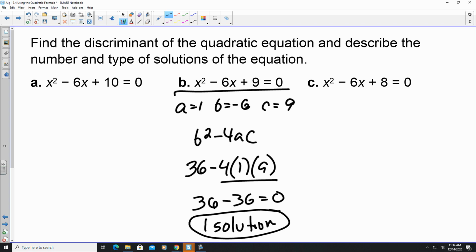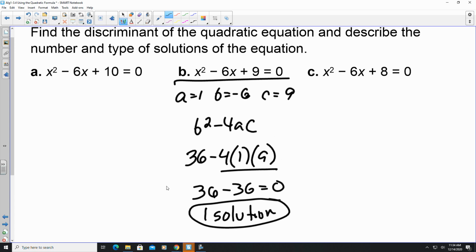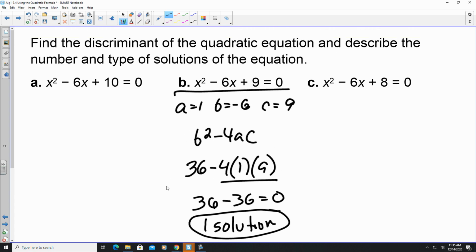And if you need help with A or C, please leave a comment. I'm more than happy to look at those. But for the most part, this is also review, and you should have, in my opinion, no trouble finding these.